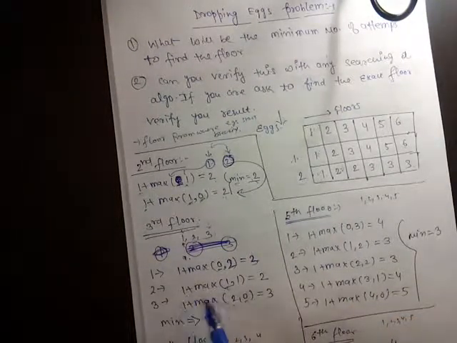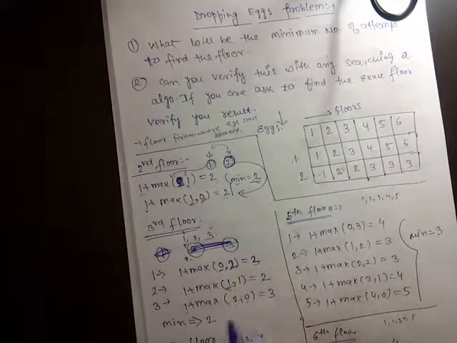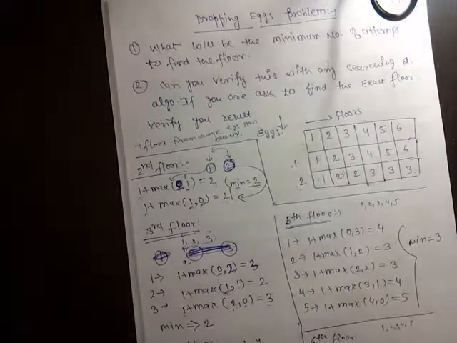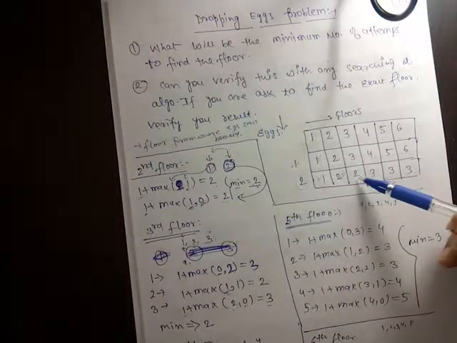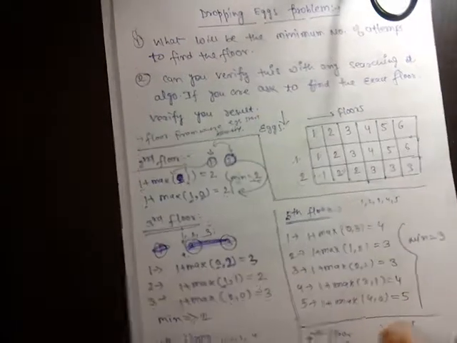Okay. 1 plus max of 1 is 1. So 1 plus 1 is equal to 2. And 1 plus 2 is equal to 3. So what is the minimum? The minimum is 2. So we will put the minimum here. So let me explain once more.